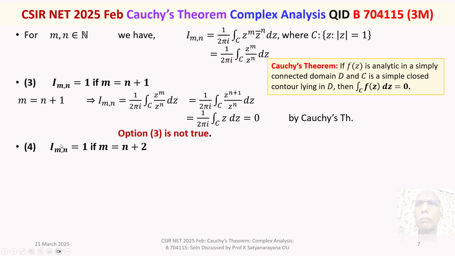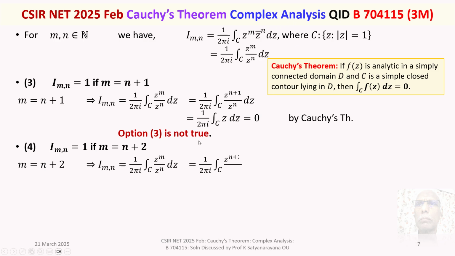Option 4. I suffix m comma n is equal to 1 if m is equal to n plus 2. You are observing that m means the power of the numerator. The power of z in the numerator is increasing. When it is increasing, you will get a power of z remaining in the integral after cancellation. Obviously, it becomes equal to 0 by Cauchy's theorem.